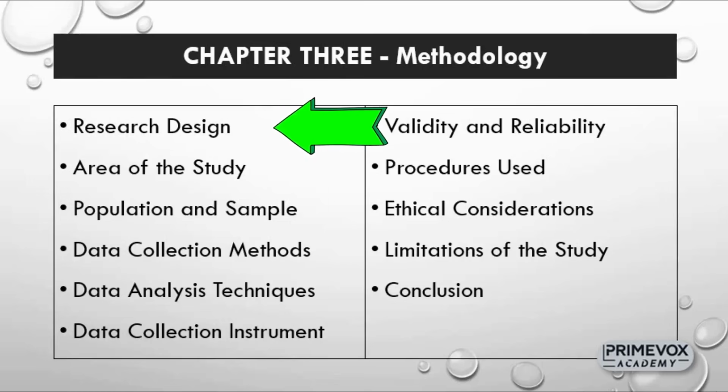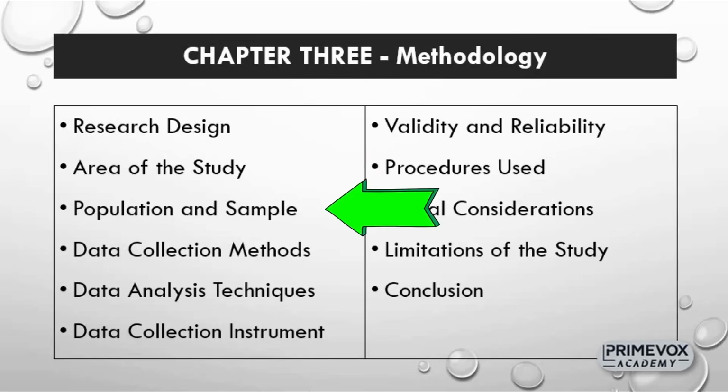After your research design, the next thing is area of study. You state the area where your study is taking place, then the population of the study. After your population of study, you also write about the sample of the study. Let me explain. Population of the study is the entire population you are using.